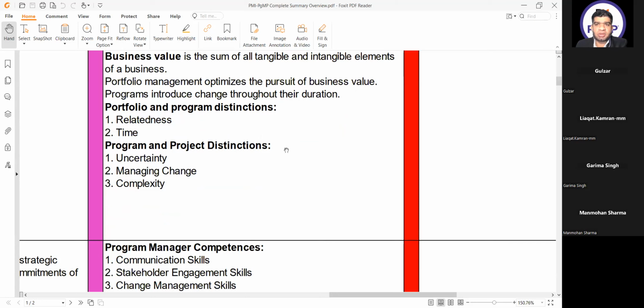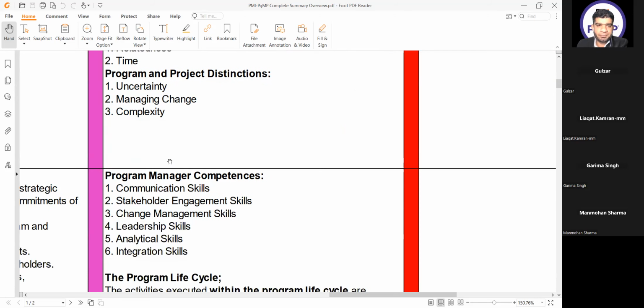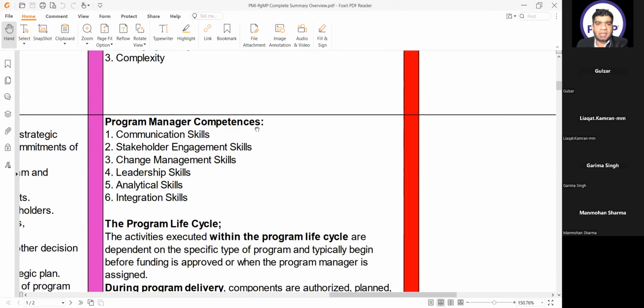And program and project distinctions are we see through uncertainty, managing change and complexity. Program manager competencies: number 1, communication skills, stakeholder engagement skills, change management skills, leadership skills, analytical skills, and integration skills.